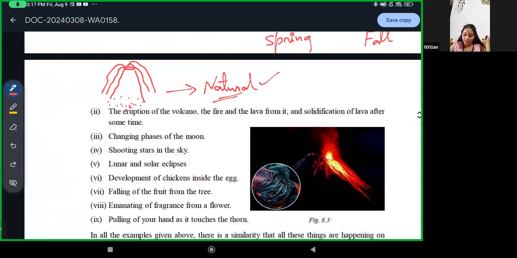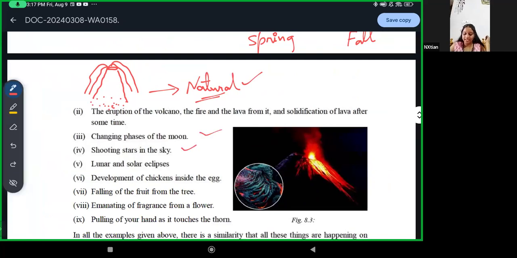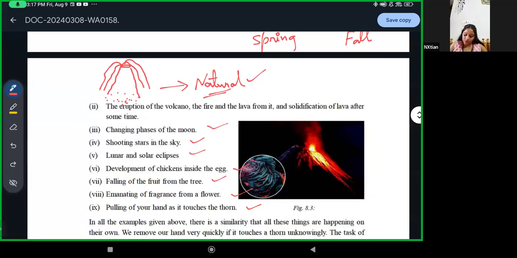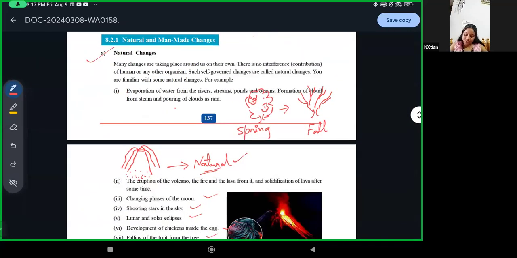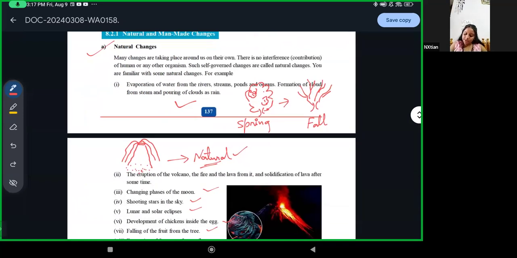Similarly, changing phases of the moon, shooting stars in the sky, lunar and solar eclipse, development of chickens inside the egg, falling of fruit from the tree, emanating of fragrance from a flower, pulling your hand as it touches the thorn. These are all natural changes that take place. They are also called self-governed changes.